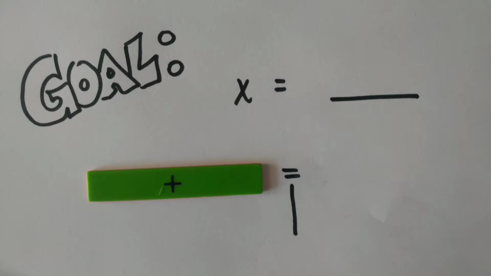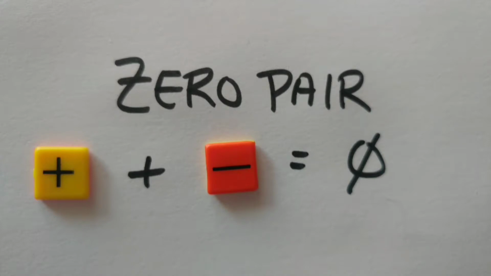Currently, x is not by itself on the left side, so we're going to use some inverse operations to get it that way. What I mean by inverse is opposite. So when you have a positive tile and you want to get rid of it, you'll introduce its inverse, which is a negative tile. This creates what's known as a zero pair.